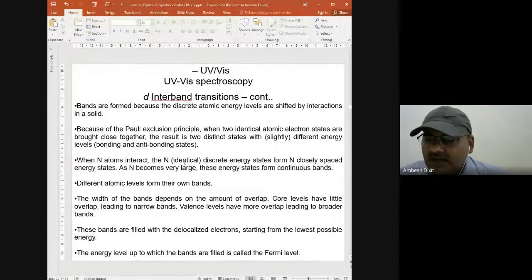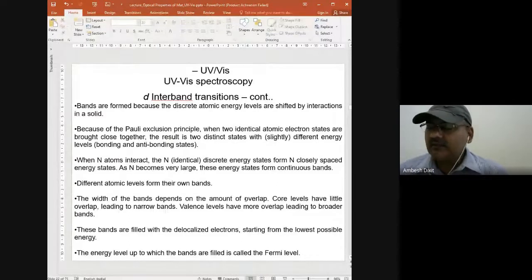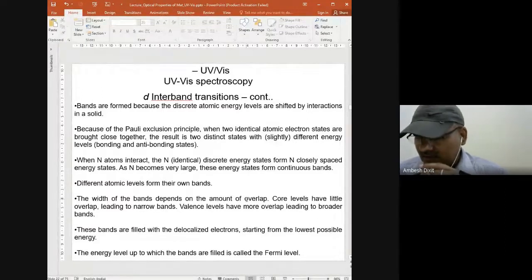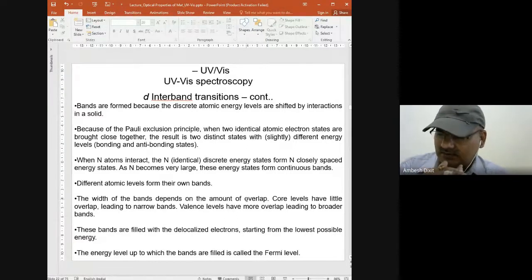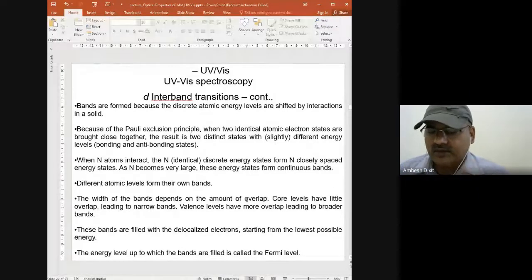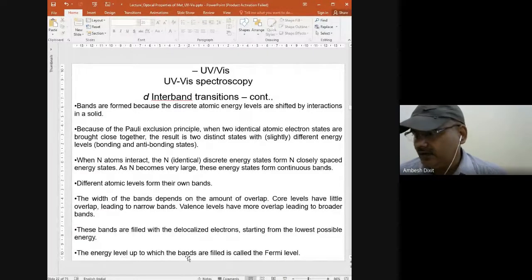Fine. So n atoms interacting, with n identical discrete energy states, will form a band, a continuous band distribution. Different atomic levels will form different bands, like 1s, 2s, and 2p. The width of the bands will depend upon the amount of overlap. The core levels have little overlap, so their energy separation is narrow, whereas as we move to higher energy levels, their overlap is more, so they will have broader bands. These bands are filled with delocalized electrons, starting from the lowest possible energy. The energy level up to which the bands are filled is the Fermi energy, in the case of metals, not in the case of semiconductors.